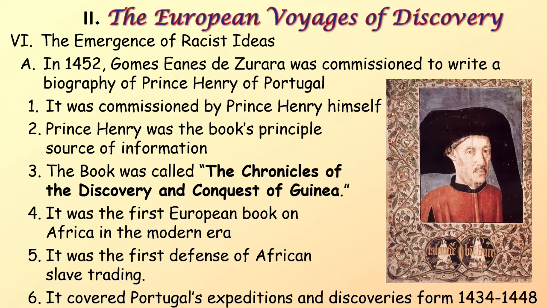In 1452, Gomes Eanes de Zurara was commissioned to write a biography of Prince Henry of Portugal. And this work was commissioned by Prince Henry himself. Prince Henry was the book's principal source of information. And the book was called The Chronicles of the Discovery and Conquest of Guinea. It was the first European book on Africa in the modern era. It was the first defense of African slave trading. And it covered Portugal's expeditions and discoveries from 1434 to 1448.